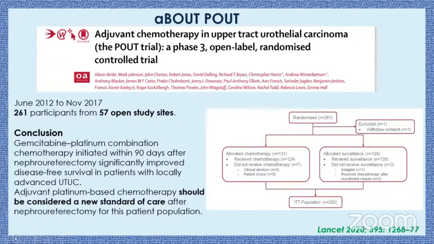Next. The POUT study is the adjuvant chemotherapy in upper urothelial carcinoma, a phase 3 open-label randomized study, in which post-surgery, the patients were given gemcitabine and platin-based chemotherapy. When the patient is not eligible for cisplatin, the patient was given carboplatin as the chemotherapy option. If we see the study, adjuvant platin-based chemotherapy should be considered as the new standard of care after surgery, because it has been documented to significantly increase disease-free survival as well as overall survival in patients who have locally advanced urothelial carcinoma.